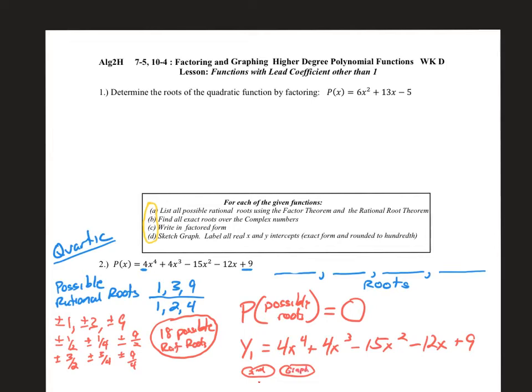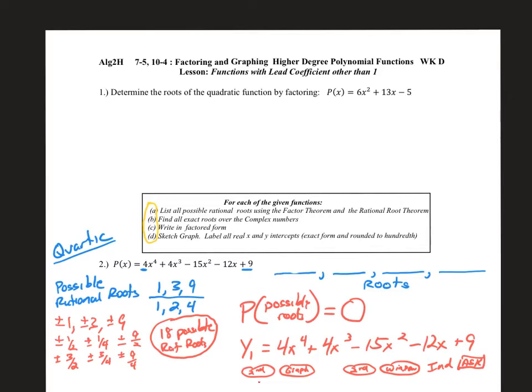Now, some of you may already have your table set up this way, but some of you might have to change the setting on it. If you have to change the setting on your table, you're going to go to second window, and when you go to second window, it's called table setup. You want to make sure that your independent variable is on ask. And what that does is that allows you to type in whatever values you want for x.